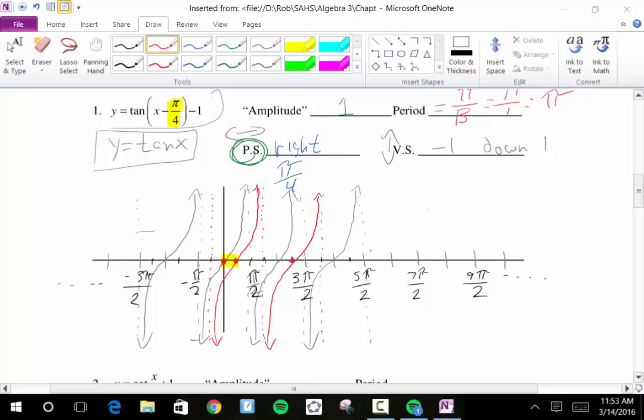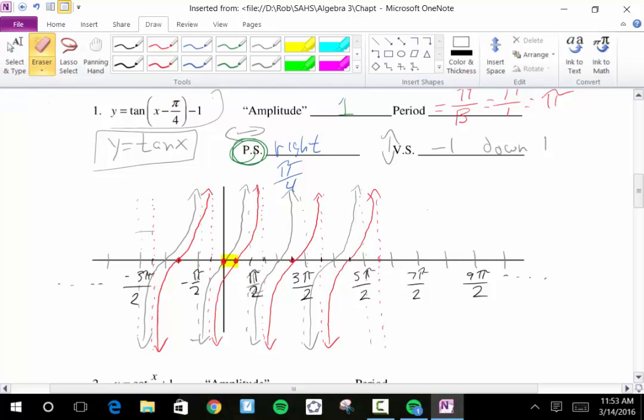And now this got shifted over to the right again. So here's my new vertical asymptote. This vertical asymptote is now shifted to the right, pi over 4. And now it's going to curve back up like that. Get the arrows in there. And one last time, this point right here got shifted to the right, and your vertical asymptote got shifted over pi over 4. And so that's going up like that. Okay, so that took care of this pi over 4.